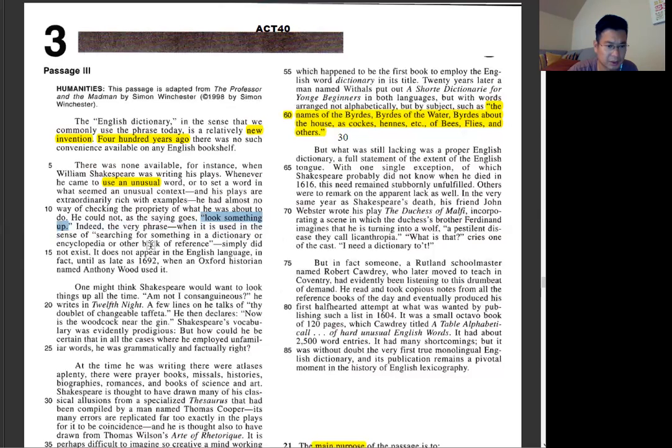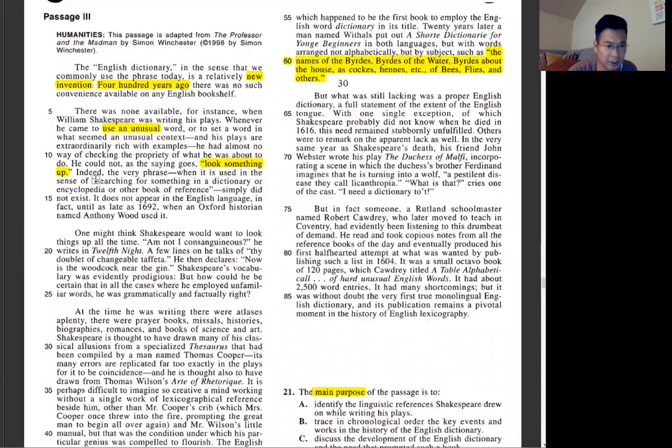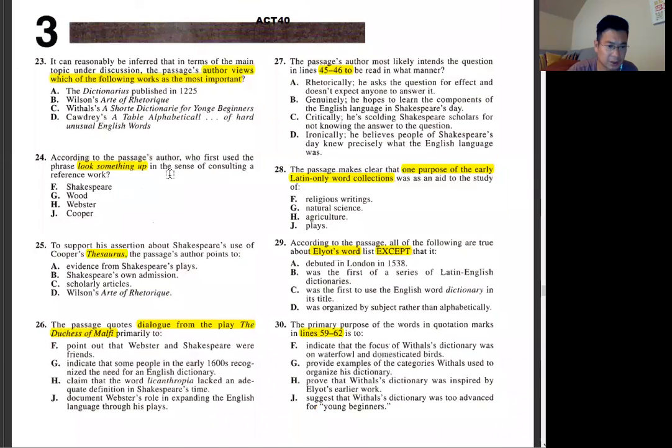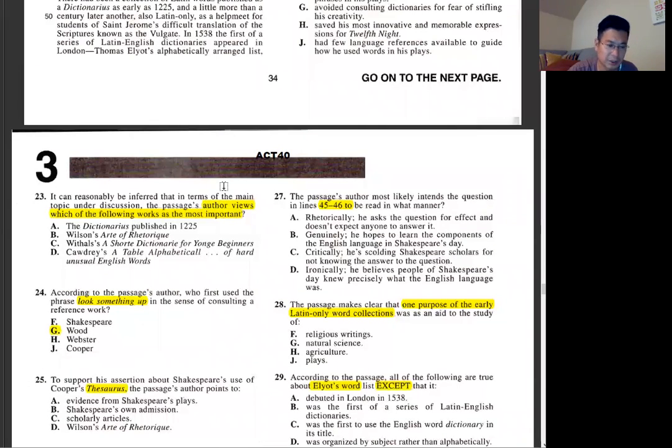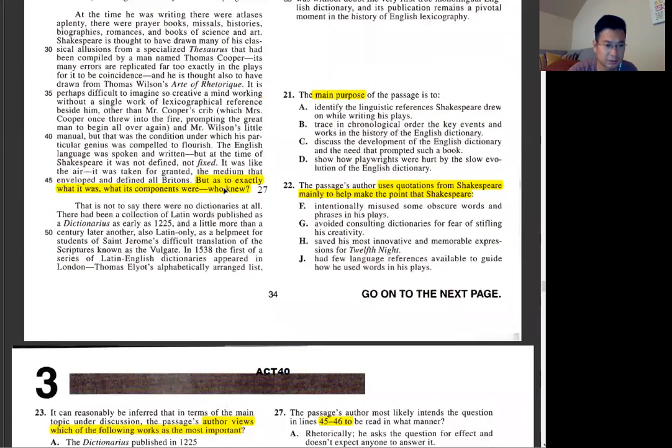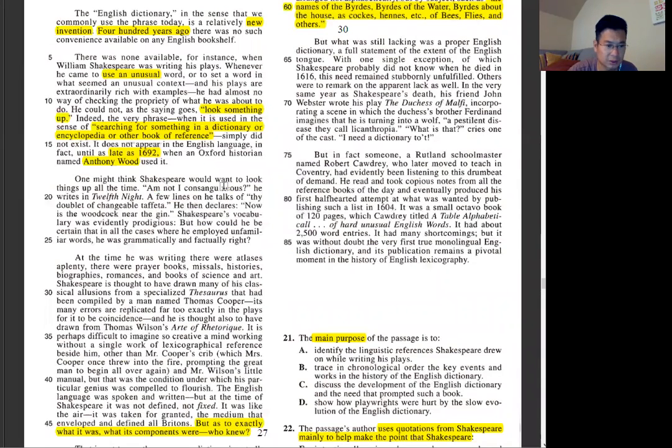I remember there's one question about this. It was used in the sense of searching for something in the dictionary or encyclopedia, and simply did not exist until as late as 1692, by Oxford historian Anthony Wood. Okay, look something up. We go to look something up here. So 24, if you see, I consider the book, Wood, because he's the one who came up with the dictionary first. Maybe some people pick H. Webster as the later, famous guy for Webster's dictionary. But at this point, the first guy is Anthony Wood.